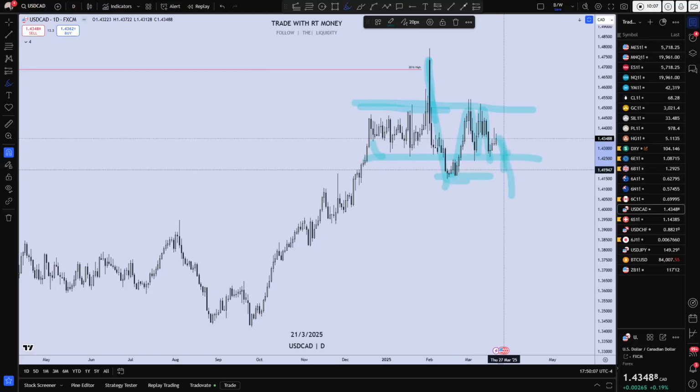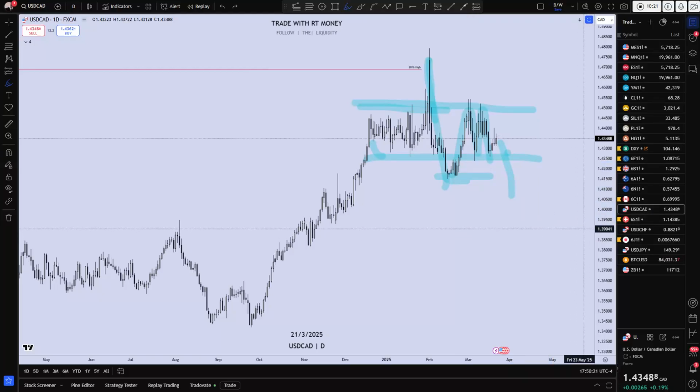I'm looking for price to push out below the range low, pull back, and then I could ride it the same way, the opposite of the CAD futures. I hope everybody gets that. I'm sorry if I confused you.